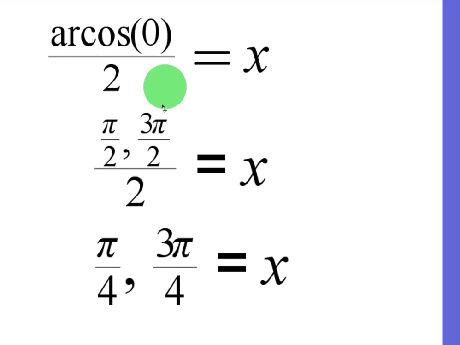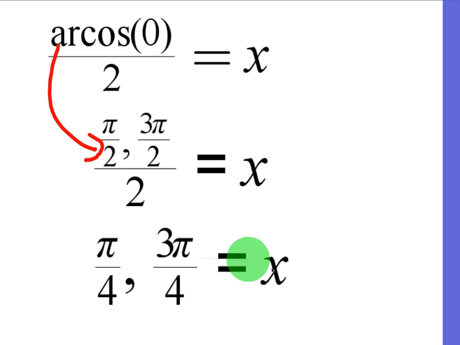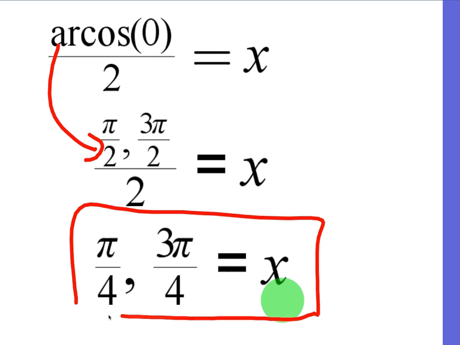Here's why it works out. When you plug those values back in for arc cosine of 0, so basically we're just doing some substitution, you're going to end up dividing those by 2 in order to get your x value. Well, if you divide pi over 2 by 2, you get pi over 4. And if you divide 3 pi over 2 by 2, you get 3 pi over 4. And guess what? Both of those are between 0 and pi, our original interval. And that's what we wanted. So we do end up with two x values that are in the interval that we need. Pi over 4 and 3 pi over 4 are between 0 and pi.